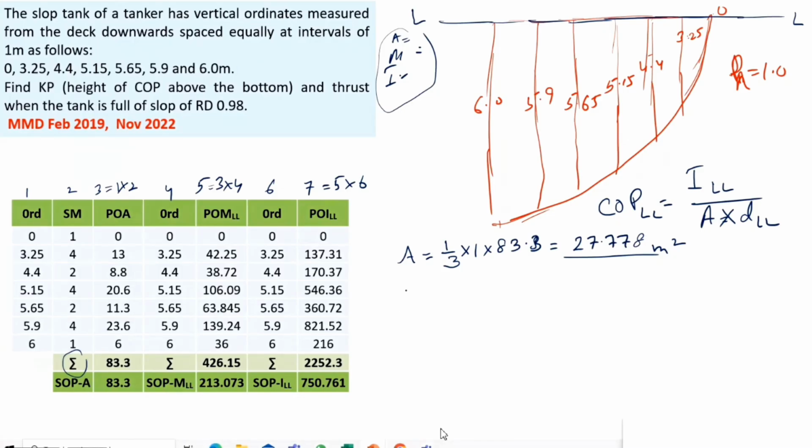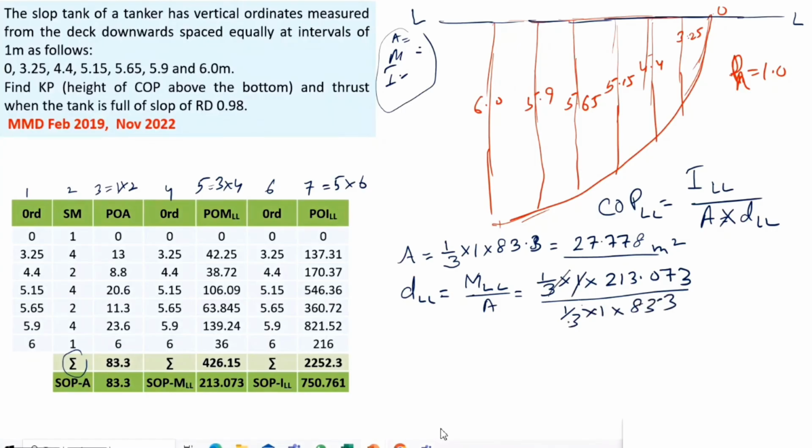Then we'll get the DLL, which will be equal to moment about liquid level upon area. Moment about liquid level will be 1/3 the coefficient, 1 the common interval, and SOP moment. Guys, please be very careful. It's 213.073 divided by 1/3 into 1 into 83.3. They get knocked off. How much is DLL, guys, in meters? 2.557. Okay. Now we are good to get the COP-LL.